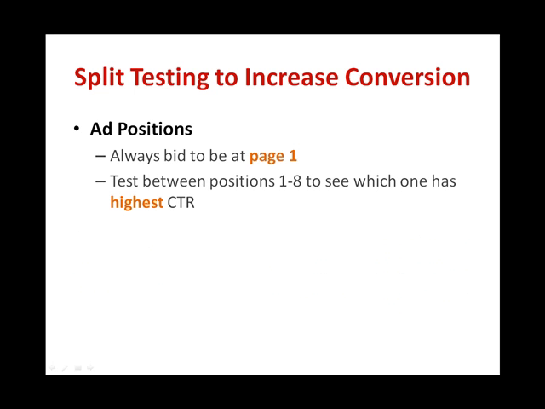The final split testing is on your ad positions. Your ad position should always be on page 1. Page 1 of the sponsored links has ad positions between 1 to 8. Increase or lower your bids to test which ad position gives the highest click-through rates. So for position split testing, you want to test between positions 1 to 3 and 4 to 8 to see which one has the highest click-through rates for your ad campaign.